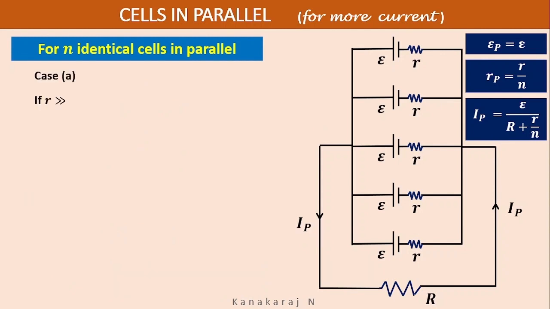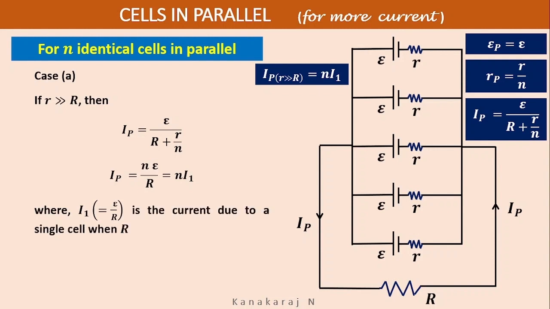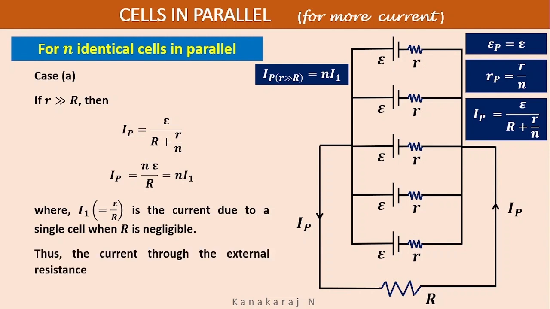Case A. If the internal resistance is much greater than the external resistance, then Ip equals epsilon divided by R plus small r by n. Here the capital R term is neglected. Then we get Ip equals n times epsilon divided by r equals n times I1. I1 is the current due to a single cell when R is negligible. Thus, the current through the external resistance due to the whole battery is n times the current due to a single cell.